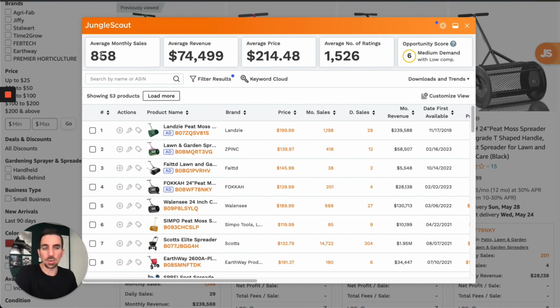So on average, all of these products that showed up when I searched for peat moss spreader are selling about 858 units per month, generating about $75,000 of revenue per month. They're selling for an average price of $214, and on average, they have about 1,500 reviews. So the opportunity score from Jungle Scout says that this is somewhat interesting. There is medium demand with not too much competition. But I can say right now that if you're a beginner seller, I wouldn't look at trying to sell this product because, for one thing, the selling price and the dimensions, this is an oversized product. It's going to be large and heavy.